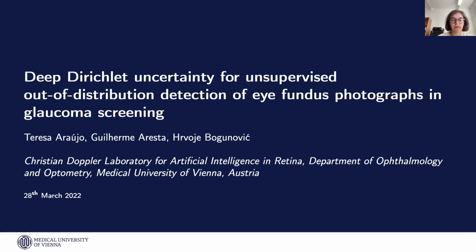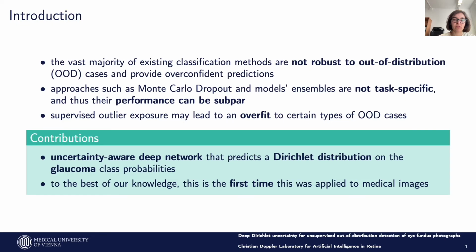Hello all, my name is Teresa Araújo and I will present the solution of my team from the Medical University of Vienna to the AIROGS challenge on glaucoma screening. The vast majority of the existing classification methods are not robust to out-of-distribution cases and provide overconfident predictions. The most common approaches, such as Monte Carlo dropout and ensembles, are not task-specific and thus their performance can be subpar. Other common approaches, such as supervised outlier exposure, may lead to overfitting to specific kinds of OOD.